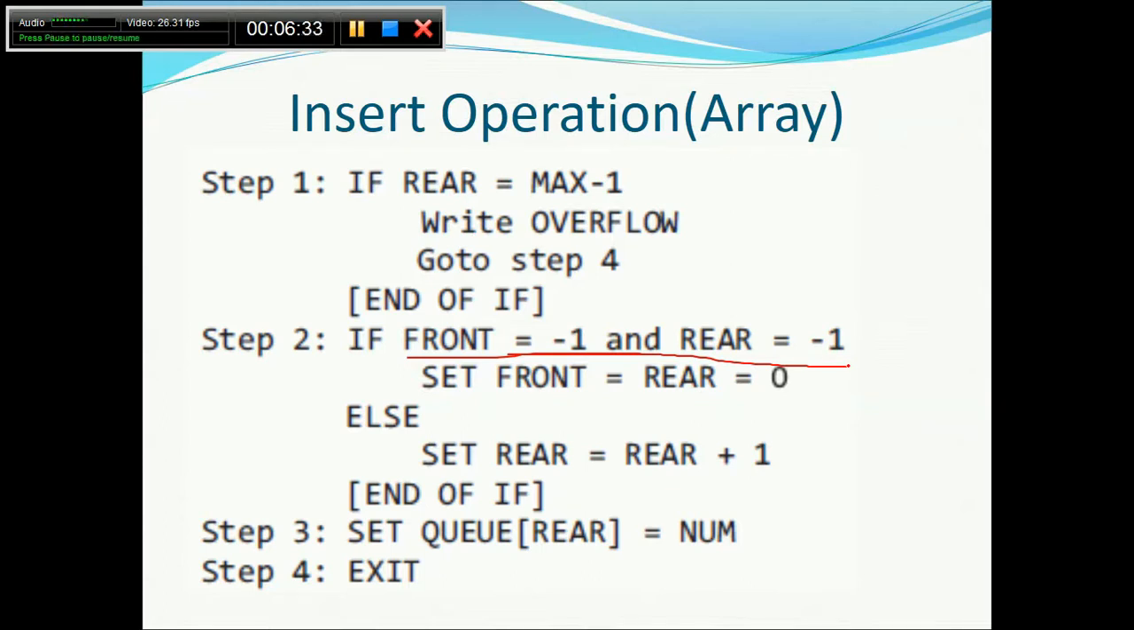Otherwise, if it is a normal case, rear is equal to rear plus 1, and once the index has been increased, whatever value you want to insert inside the queue, you can insert it at rear. So that is the idea. Now that is the insertion algorithm. The complexity would be order of 1, because we are just doing some increments in the indexes, nothing else, and then storing the value.